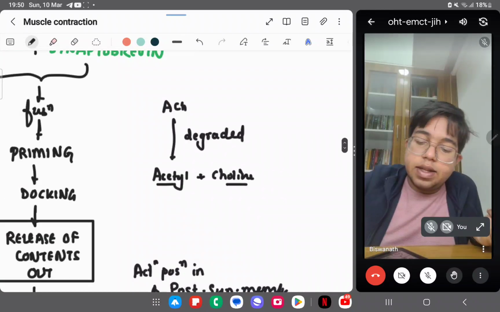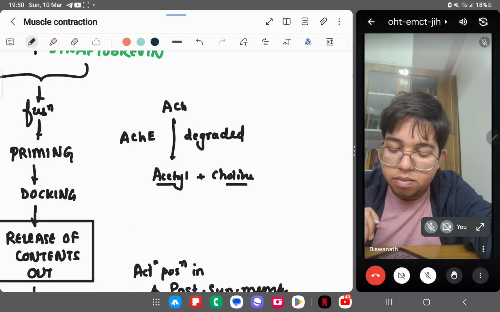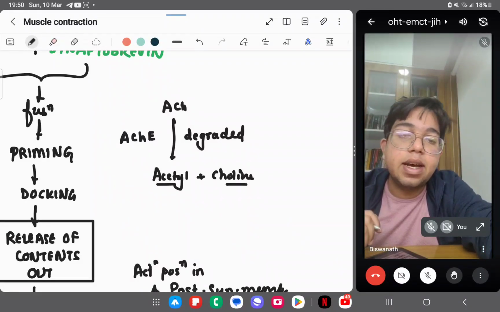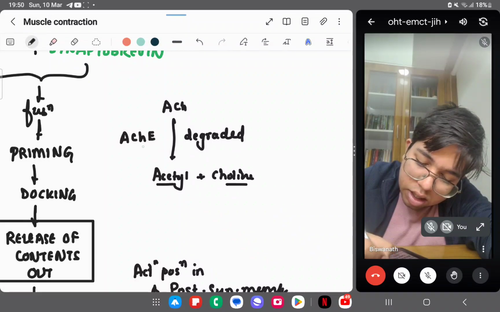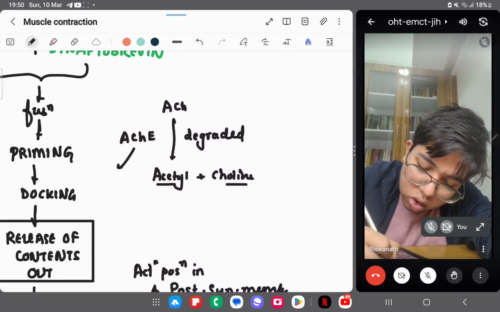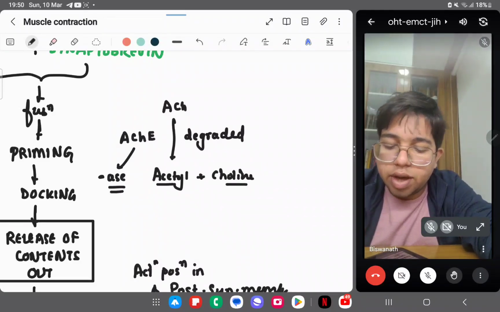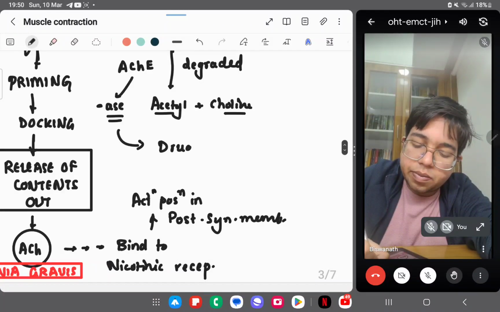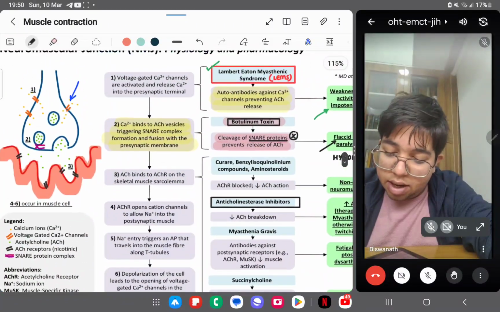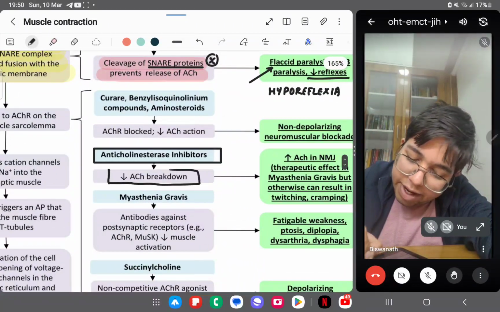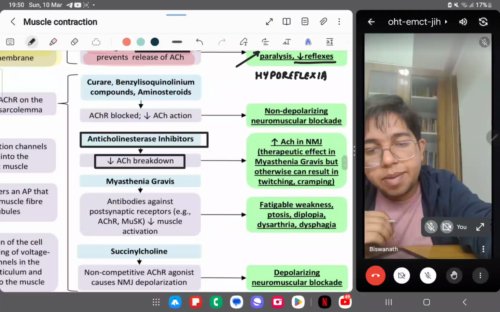Okay, and this degradation is basically done by an enzyme called AChE. AChE is basically acetylcholinesterase. The "ase" means breakdown, so it is basically breaking down your acetylcholine. So we have many drugs which will break down the acetylcholine. The drugs that prevent the acetylcholinesterase breakdown are basically called anticholinesterase inhibitors.